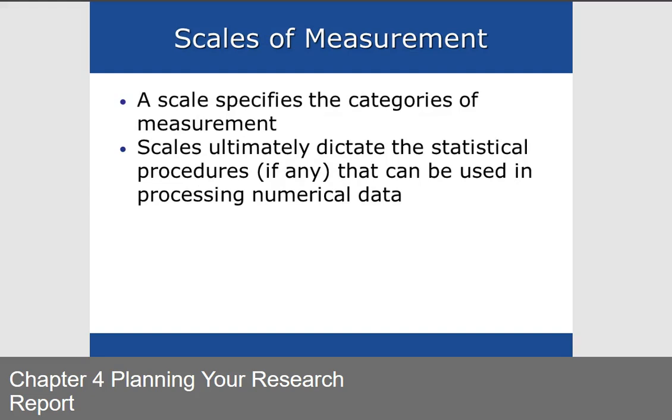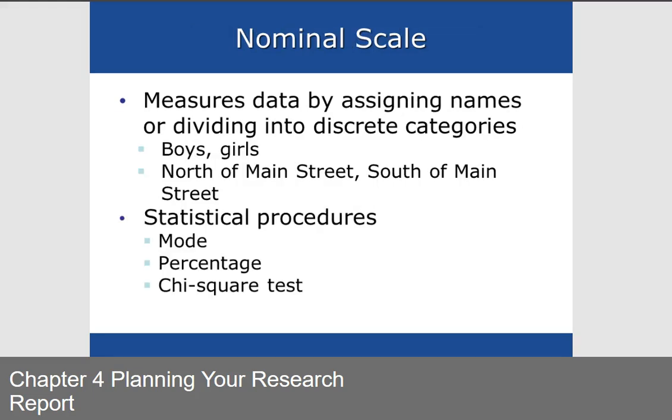Scales of measurement tell us more about the type of data that we have. It also dictates the type of statistical procedures, if at all, that we're allowed to use based on the scale of measurement. So let's go through them. The first is the nominal scale of measurement. Here we're measuring data by assigning names or categories. So an example of a nominal scale is boys versus girls. We'd also call this a dichotomous construct because there are only two. But you can have more.